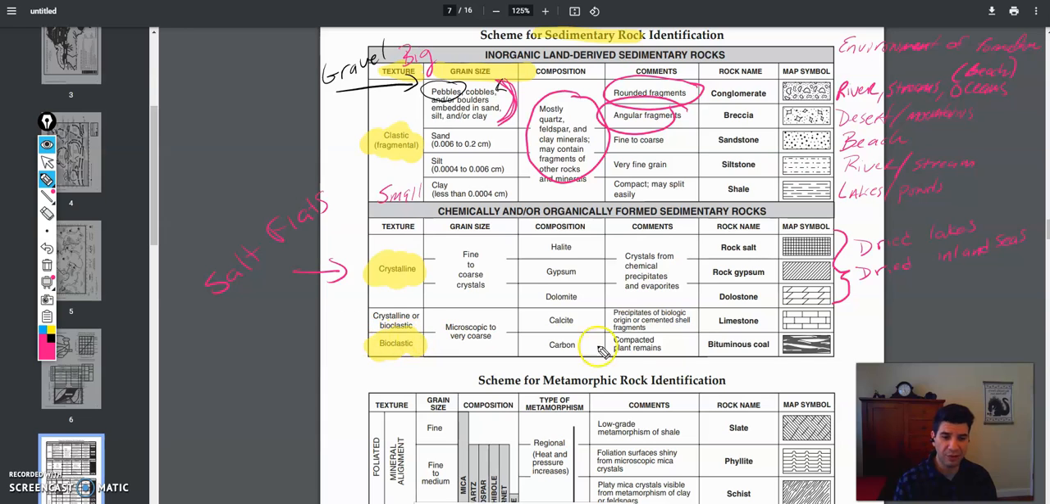And then our last one is our ones that used to be alive. Remember, bio means living. And we've got limestone and bituminous coal. Little reminder, limestone, generally speaking, is white or off-white. And bituminous coal is generally dark brown or more usually black. One other thing is that the limestone is made up of calcite, and we know that calcite reacts with acid. So bubbles with acid.